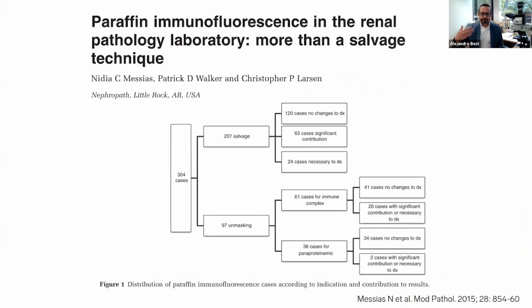With time, we learned that it shouldn't only be a salvage technique. In fact, there are many diseases where if you don't have paraffin immunofluorescence, you just cannot make certain diagnoses. Or sometimes it just helps you when you're not sure about a diagnosis. It's just one more tool that we have in the lab to reach a final diagnosis. So it's very helpful, not only as a salvage technique, but also beyond the salvage technique.